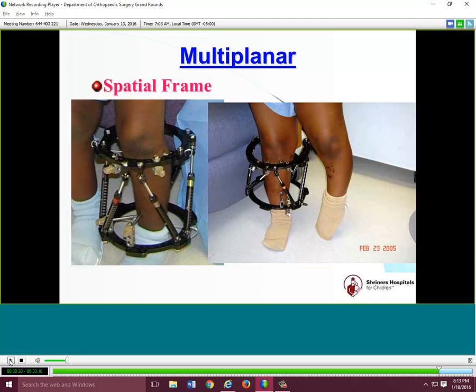It's not just rotation, it's length, it's varus valgus, the anterior posterior deformity. So all these deformities you can correct out with one single gadget, and that makes it wonderfully easy to correct the kids.